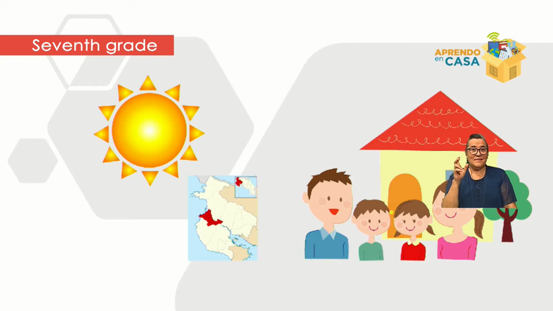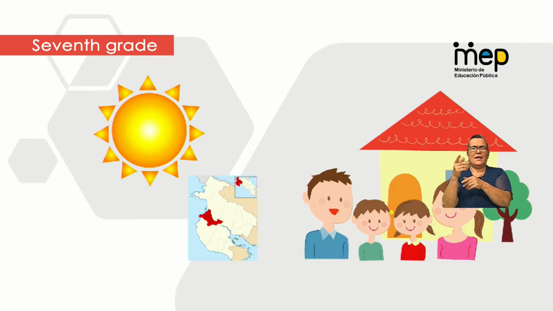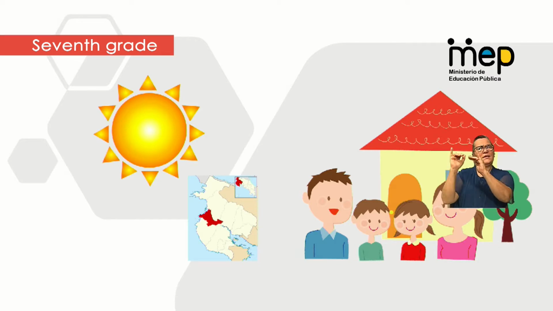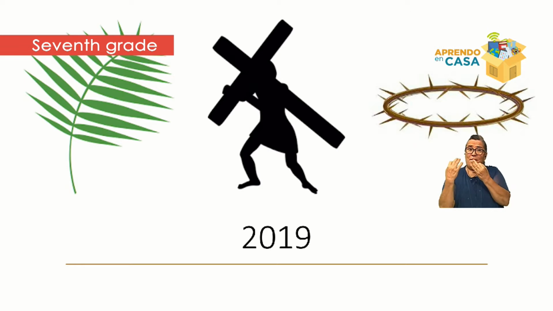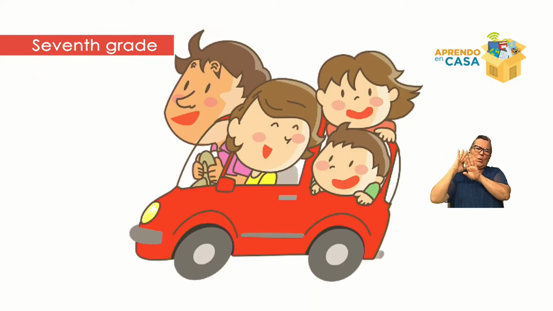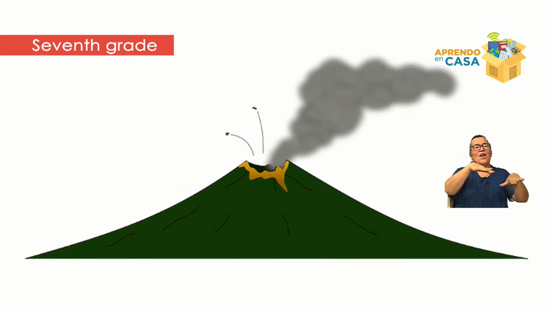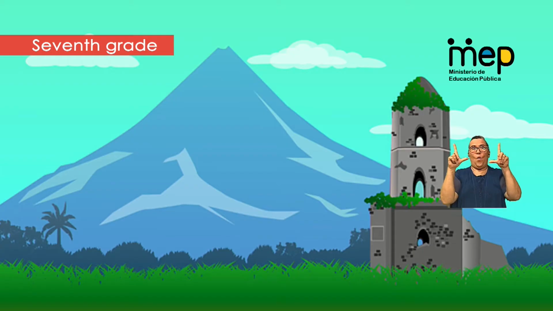Unit 3, Week 1. A text. Lauren's trip to Arenal. Lauren lives in Guanacaste with her family. Guanacaste is very hot. Last year, during Holy Week, Lauren's family wanted to get out of the heat. They traveled to the Arenal volcano. It was Lauren's first time at the volcano, and she was impressed by its size.